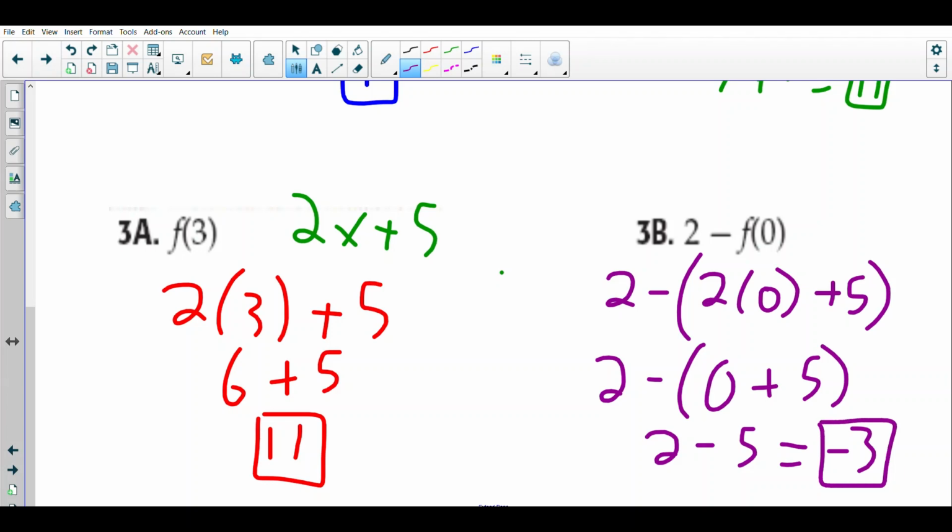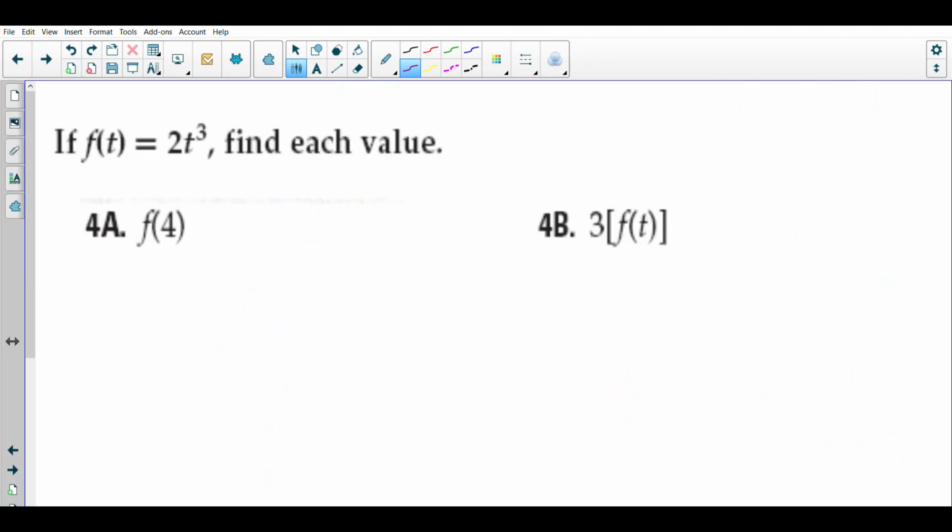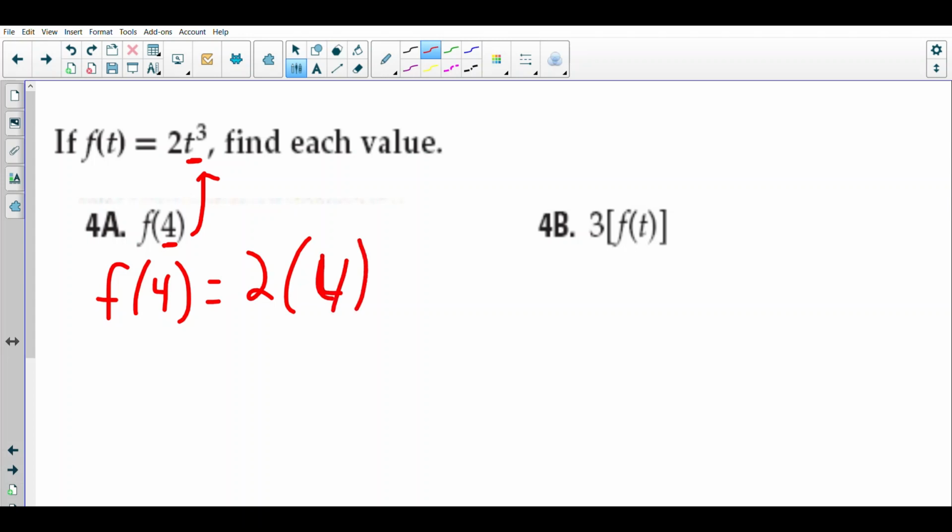There we go. So let's do a couple more, a little bit more in-depth, a little bit more tricky, but I think you can handle it. If f of t is equal to 2 times t to the third power, find each value. Again, nothing is going to change for us. We're still going to substitute. Now this is using t, so we're still just going to put in that 4 wherever that t is. So I get f of 4 is equal to 2 times 4 to the third power. Now we follow PEMDAS. Parentheses, can't do anything on the inside, it's just 4. Exponents, 4 to the third power would just give us 64. So I have 64 times 2, which is 128.